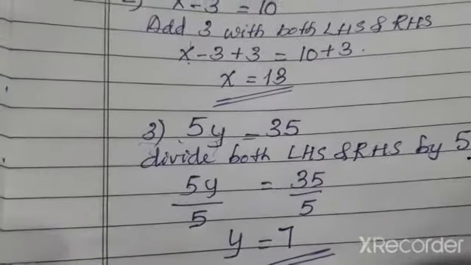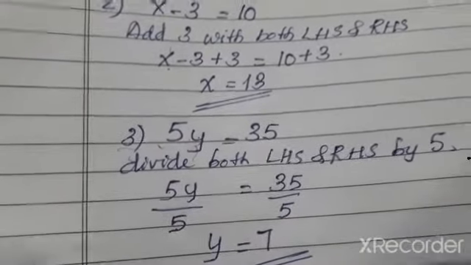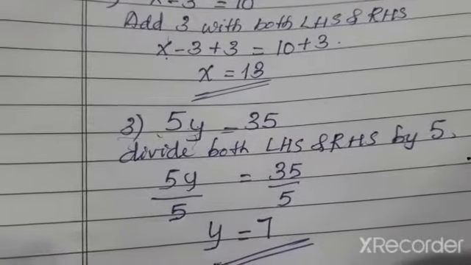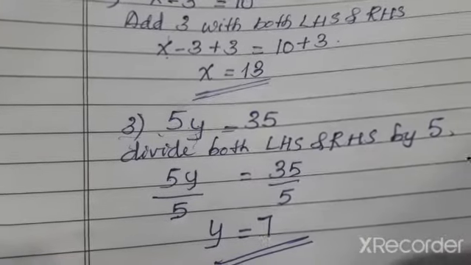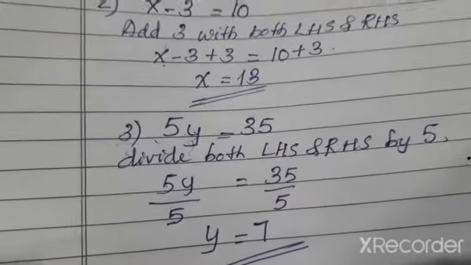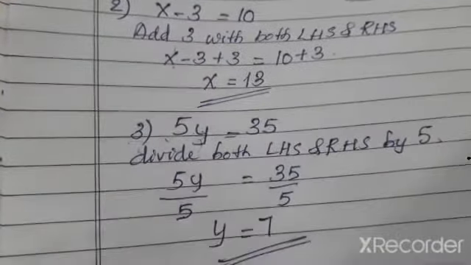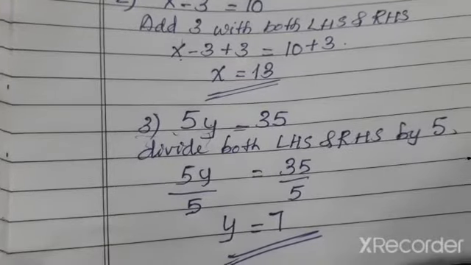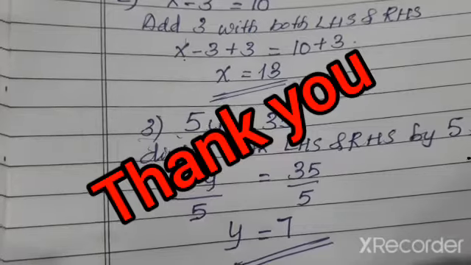So children, this way you can solve an equation. Practice more questions of this type and study it well. Only one thing you have to remember: if you are adding a number on the left side, you do the same on the right side also. Then only it will keep the same balance. That is very important. And this way we can easily find out the value of the variable. Okay children, so study it well. Thank you.